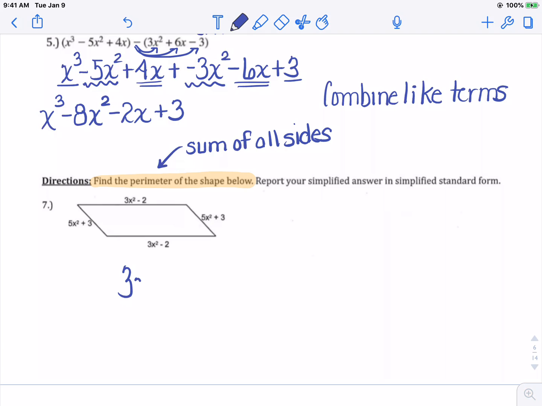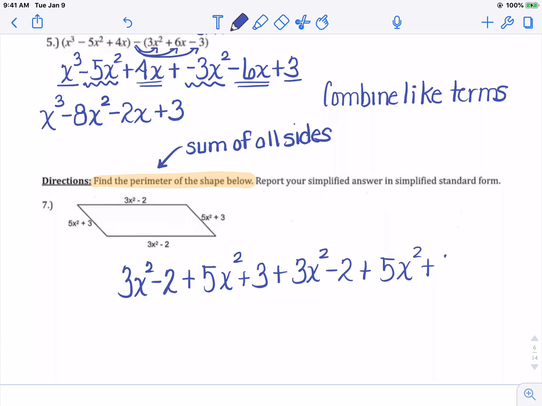So take a minute, start it with one of them, 3x squared minus 2. Add to them, work your way around, 5x squared plus 3. Work your way around to that next side, 3x squared minus 2. And work your way around finally to that 5x squared plus 3. Then you need to do the same thing we did above with the subtraction problem. You need to go through now and decide which of your terms are like terms and can be combined in order to make a simpler expression. So be sure to finish that one before you leave that problem.